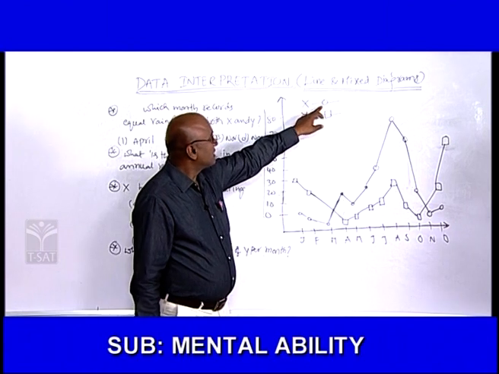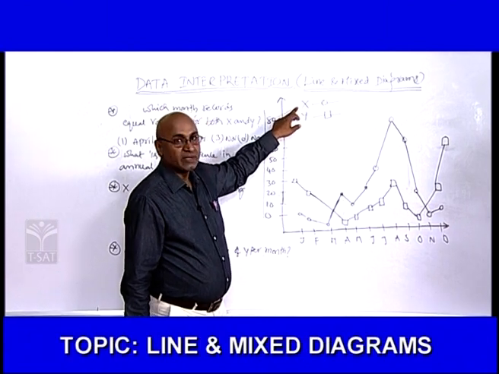So this line represents the region X rainfall.